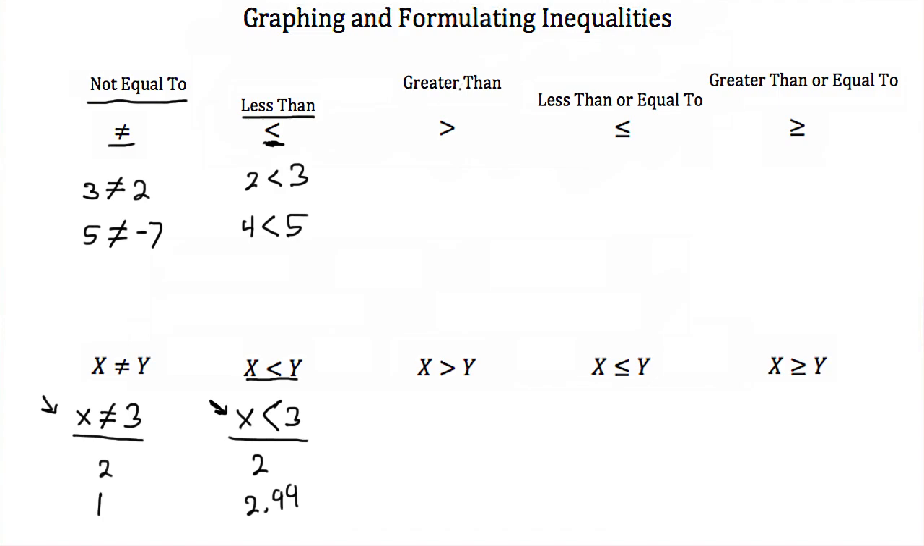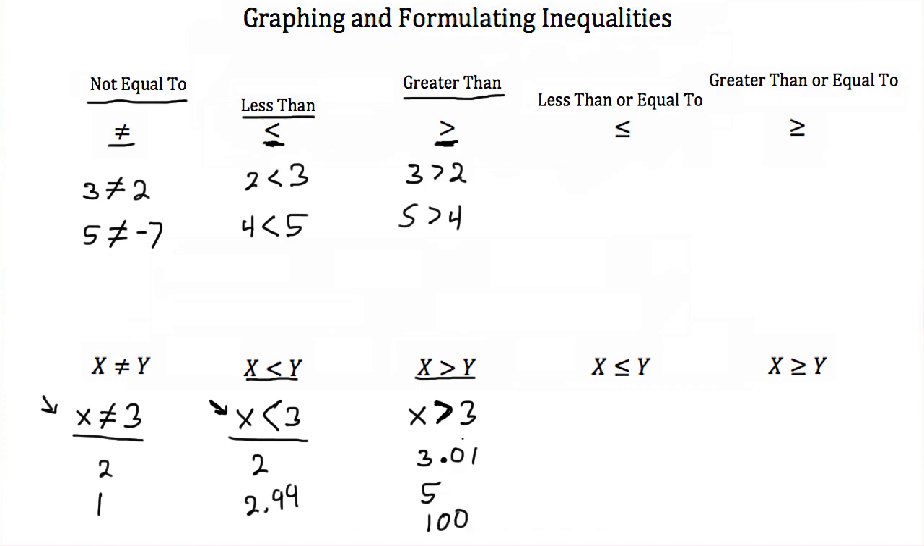Now our third type of inequality is the greater than sign, which is just another arrow that points the other direction than the less than sign. And it means exactly the opposite of the less than sign. So we would say that 3 is greater than 2, or 5 is greater than 4, or x is greater than y. And if we said that x is greater than 3, that would mean that x can be any number that's bigger than 3. So x could be 3.01, x could be 5, x could be 100. As long as this number is greater than 3, this expression is correct.